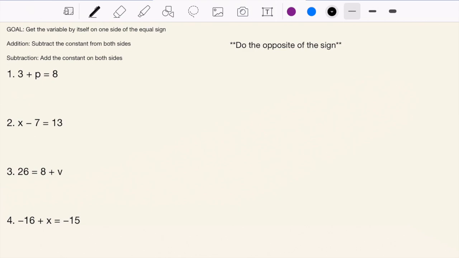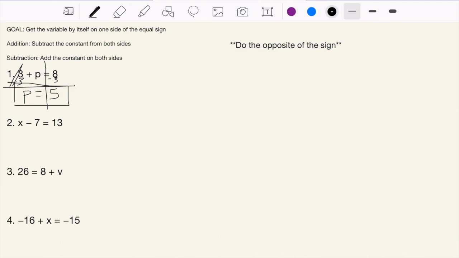So looking at this first one, 3 plus p equals 8. Since this is a positive 3, it's like there's a little plus sign in front of that 3. So we're going to do the opposite. We're going to subtract the 3. And I'm going to write a line in the middle of that equal sign, because whatever we do to one side of the equal sign, we have to do to the other. So since I subtracted 3 from that side, I have to subtract 3 from this side. And 8 and 3 are both numbers, so I can combine them. 8 minus 3 is 5. So that's my answer. p equals 5.